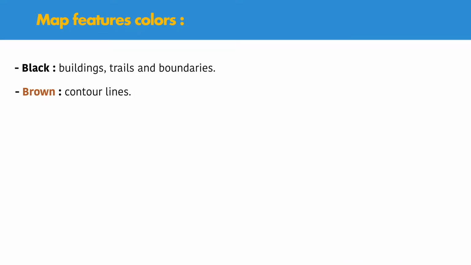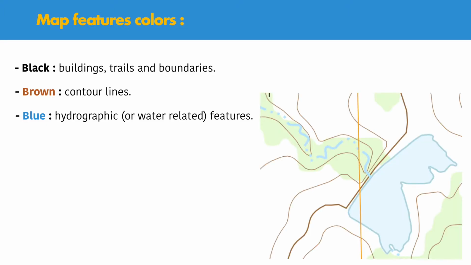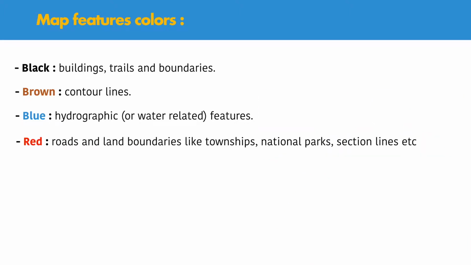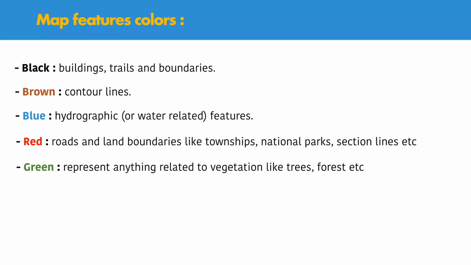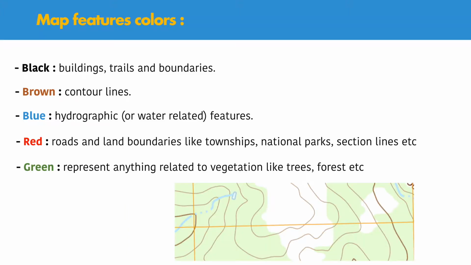The third color is blue. I think it's easy for this color. I'll give you 1 second to think. Yes, it's for hydrographic or water-related features. The next color is red. This color is for important roads and land boundaries like townships, national parks, section lines, etc. The last color is green. It's obvious too that the green color represents anything related to vegetation like trees, forests, etc.